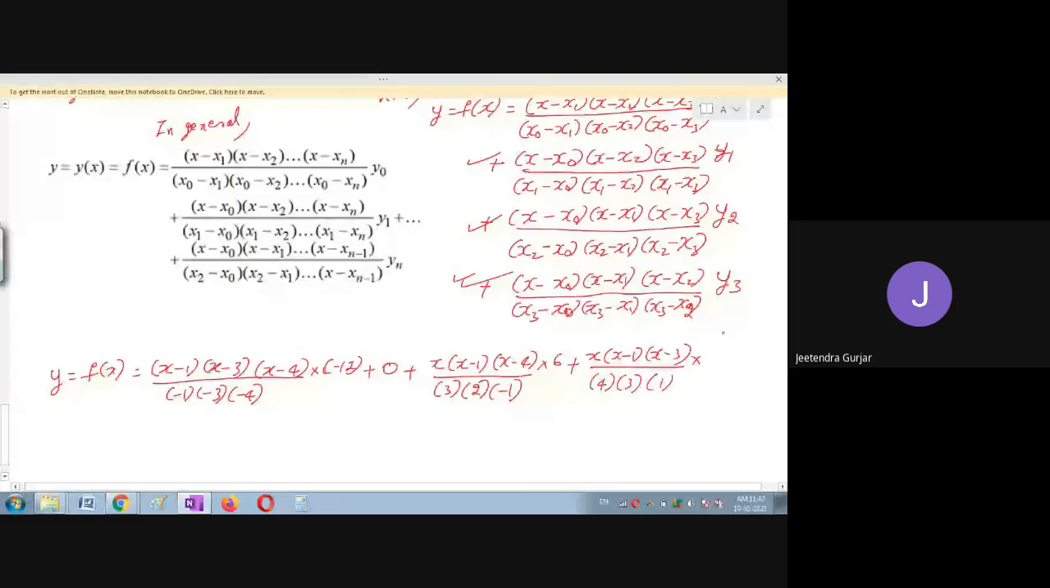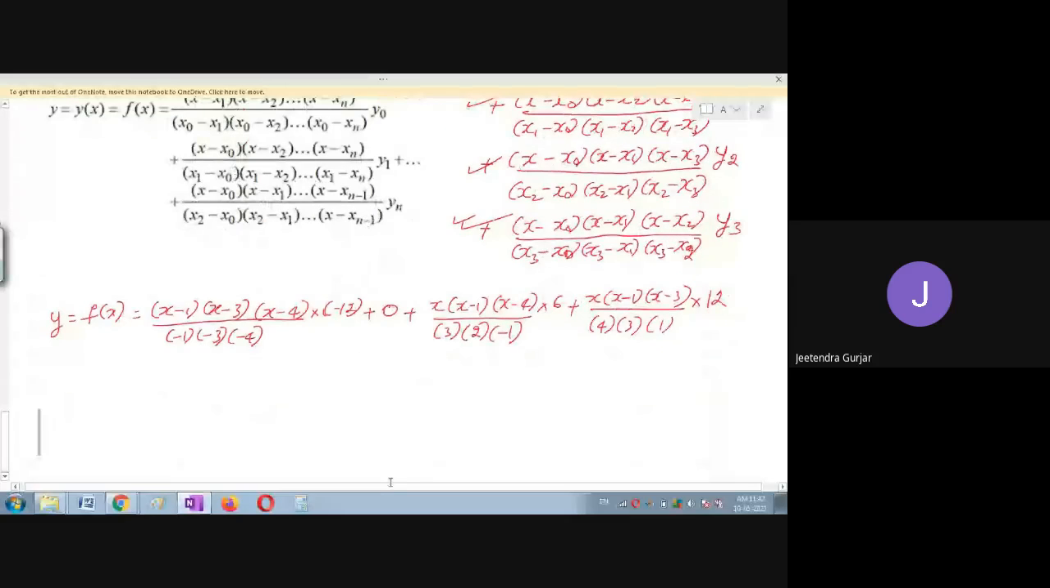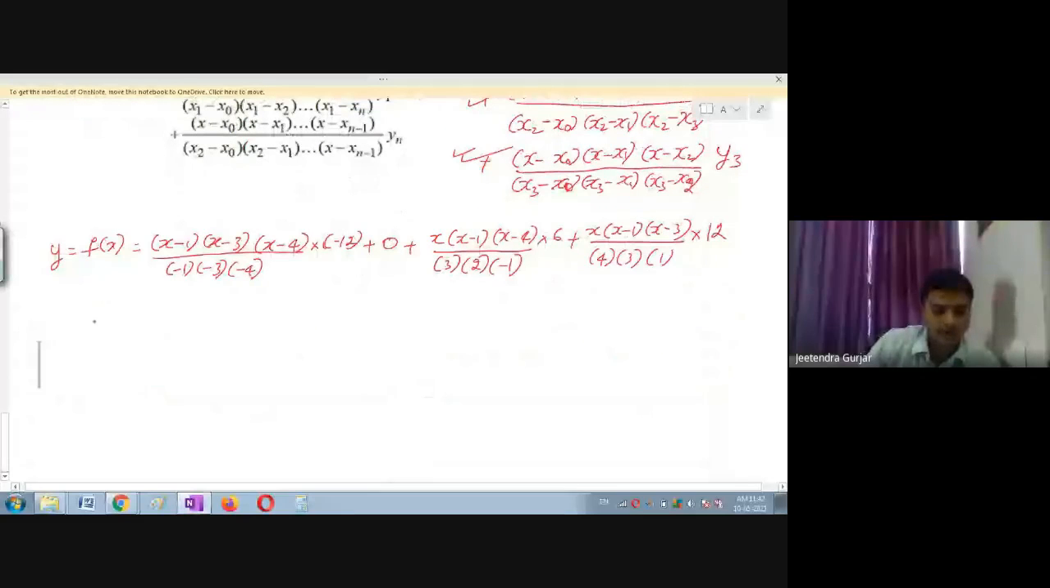So y3 I will be taking as 12. Now you can just simplify this, open all the brackets and simplify this, students. It is a little bit lengthy, but you can do it very easily. This is y is equal to, so open all these brackets now. In this and in this, I find that x minus 1 is common. So for my simplification, I will take x minus 1 outside.